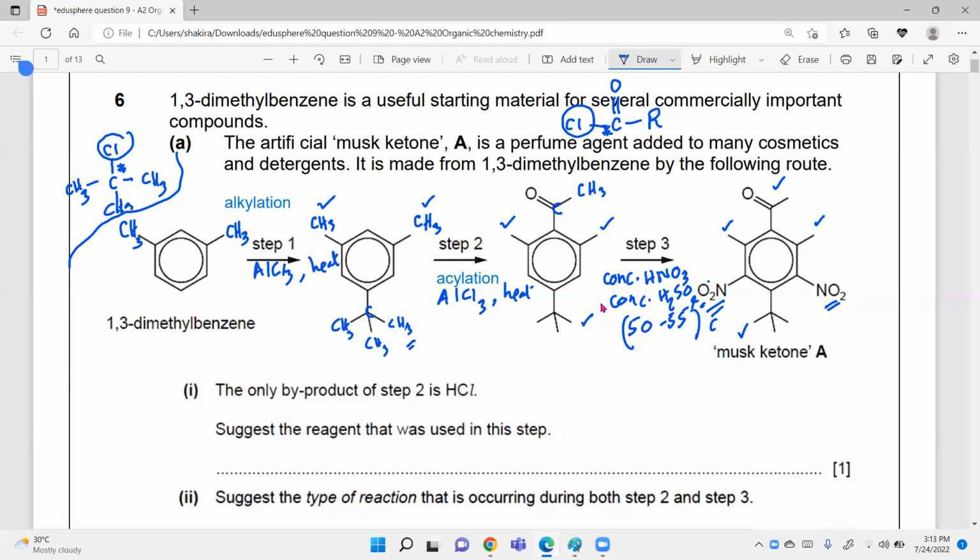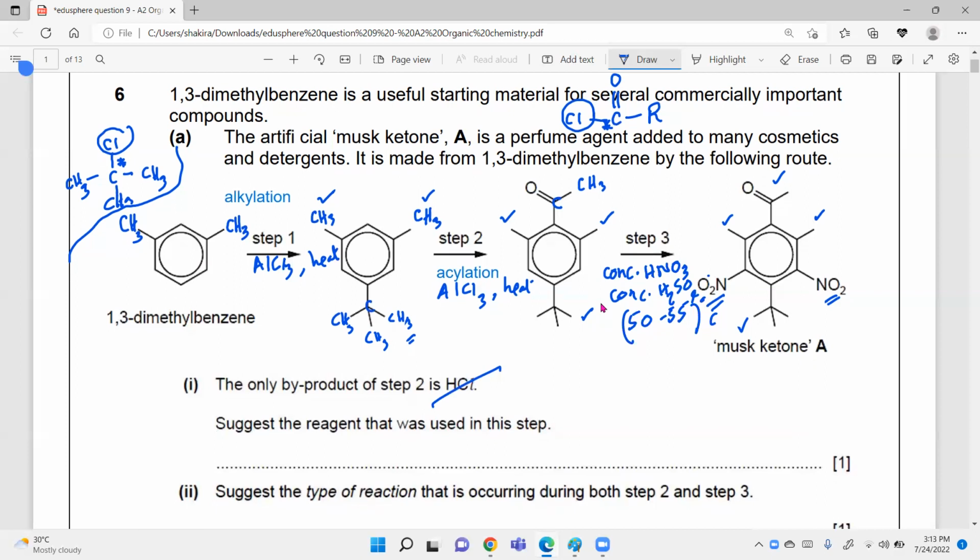The only byproduct of step 2 is HCl. Suggest the reagent that was used in this step. What reagent was used? This is the reagent which was used. Because it's just one line given to you, I'll write the structure: RCOCl. This is the reagent used in step 2.